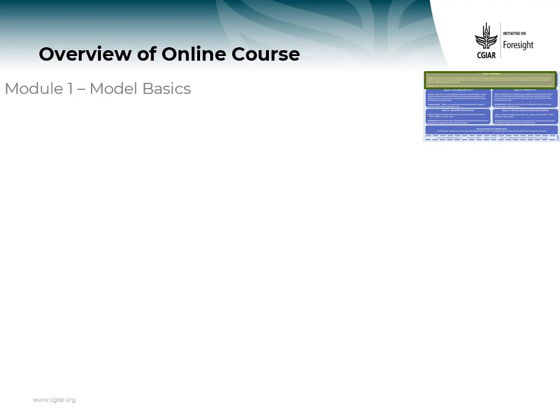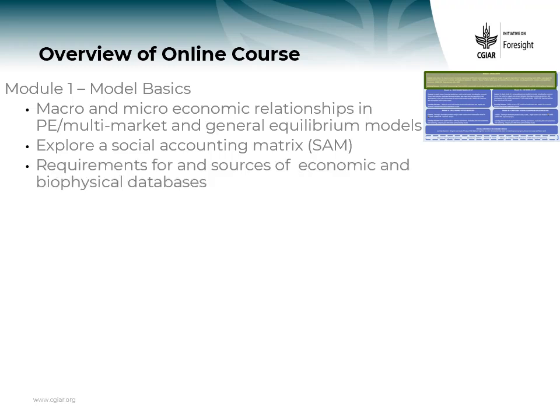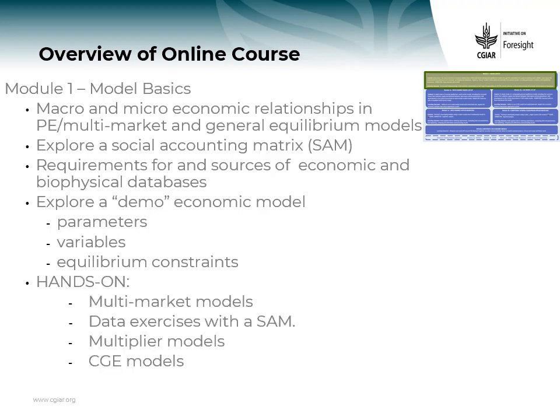In this first module, you will learn about the macro and micro economic relationships in partial equilibrium, multi-market models, followed by general equilibrium models, through the exploration of a social accounting matrix, or a SAM. You will also gain an understanding of the requirements for, and sources of, economic and biophysical databases. You will explore a demo model to learn about the elements of an economic model, and perform a variety of hands-on exercises.